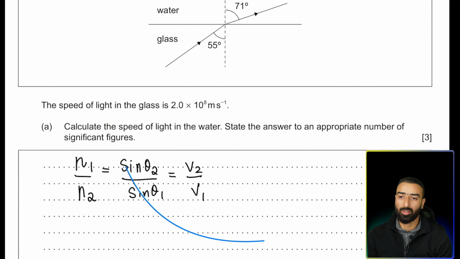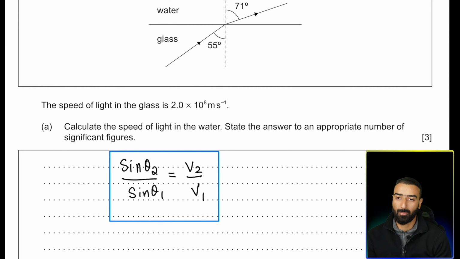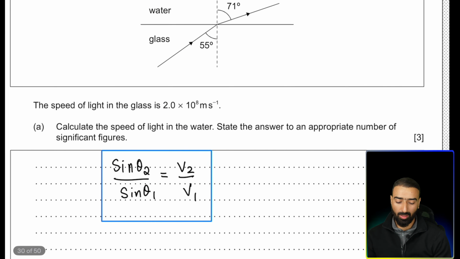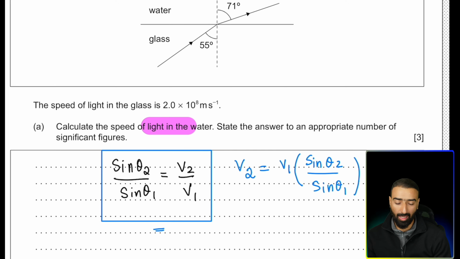Okay, this portion of the equation is what we need. So let's get rid of the refractive indices and use this section of Snell's law. Since we are looking for the speed of light in water, that means we are looking for v2. So we can rearrange this equation for v2 as v2 equals v1 sine theta 2 over sine theta 1. Now we just have to plug in the values.